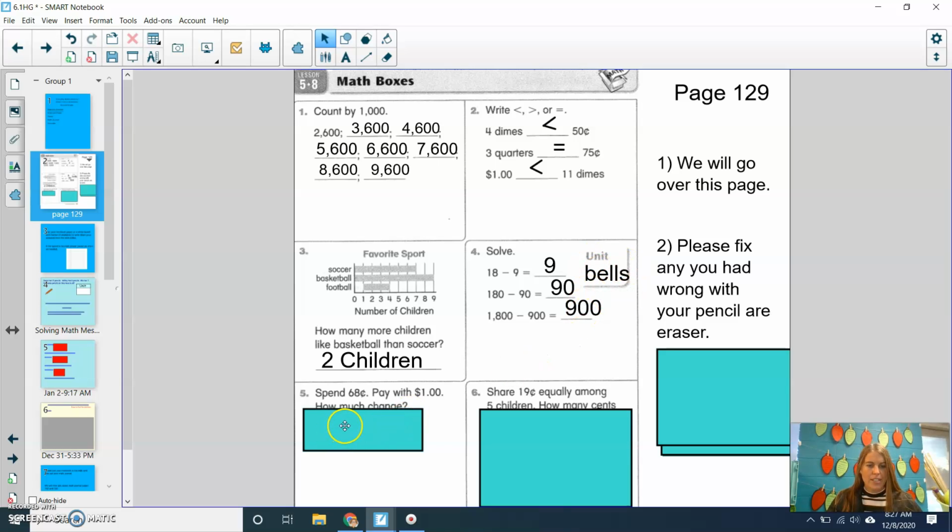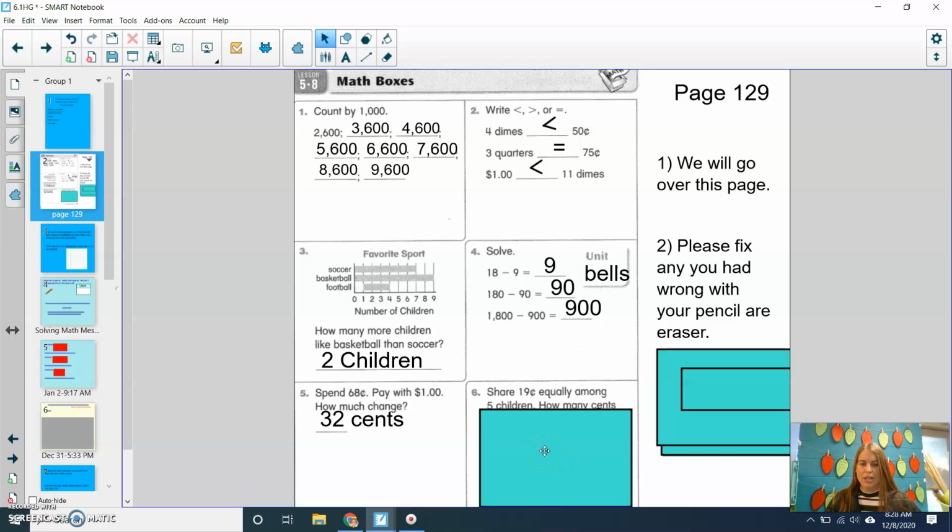For question 5, spend 68 cents, pay with $1. How much change? So to go from 68 to 70, I would add 2 cents. And then to go from 70 to $1, I would add 30 cents. 30 plus 2 is equal to 32 cents.